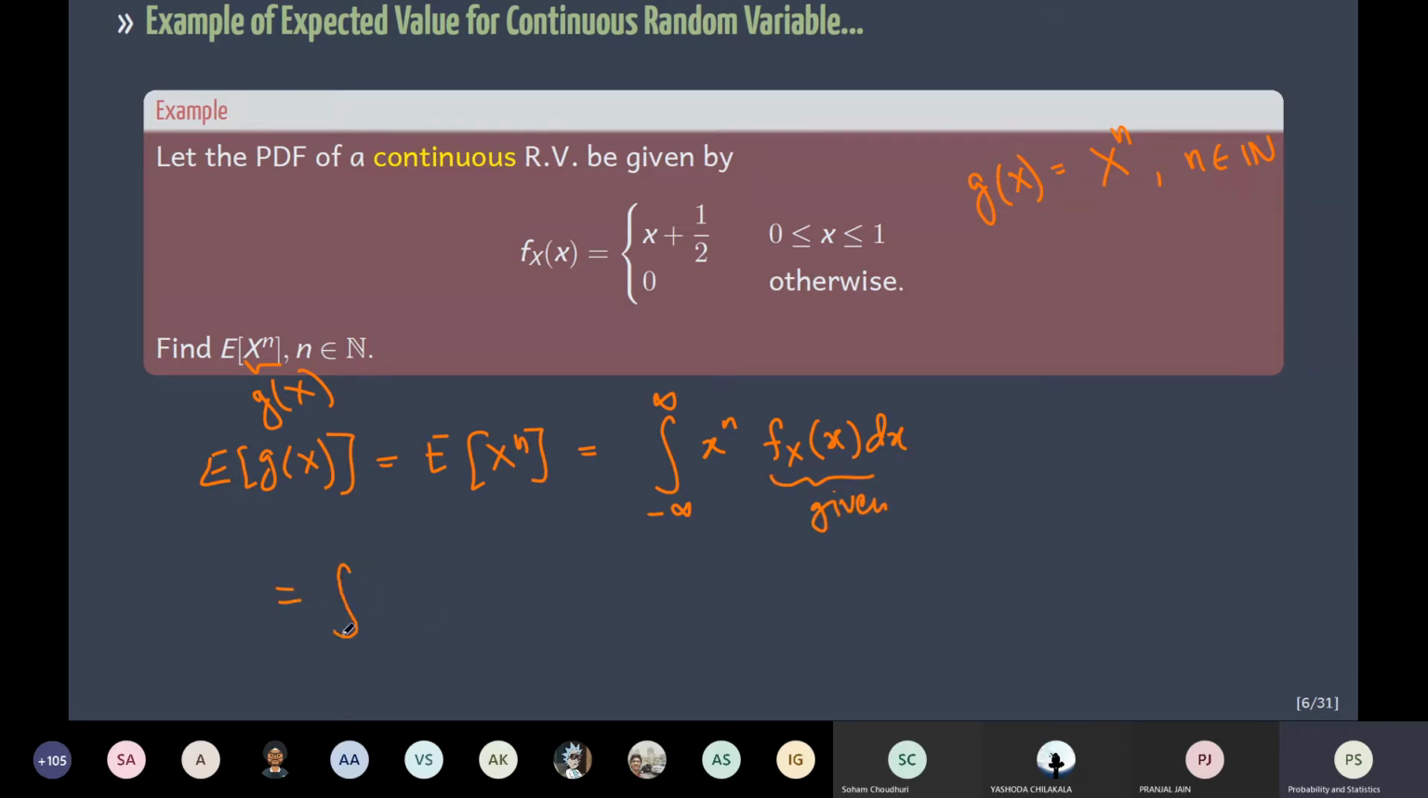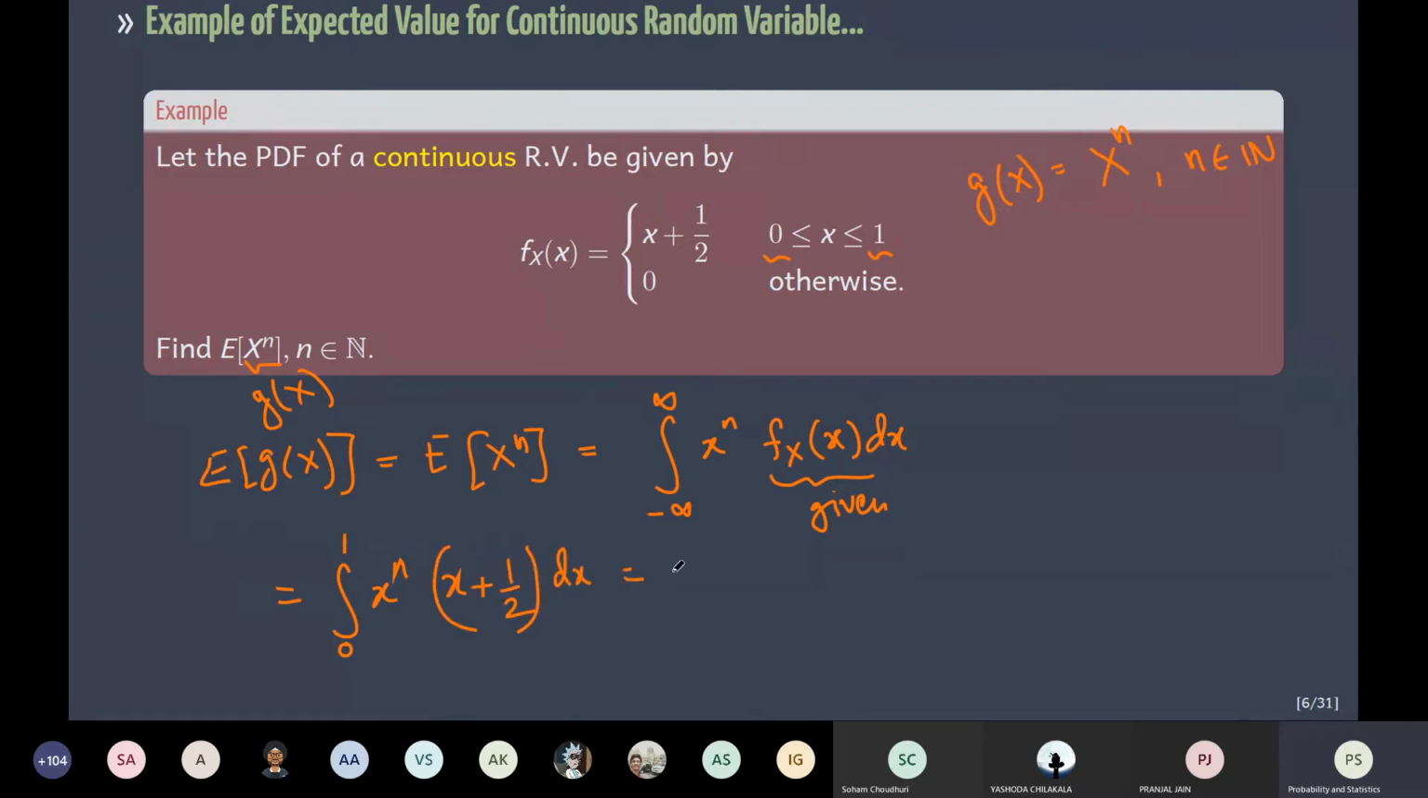So this will be the integral from minus infinity to infinity, and do we really need minus infinity to infinity? If you see the values for which the PDF takes positive values, it is only between 0 and 1. So it is enough to restrict our domain to 0 and 1, because the other integral will be 0 anyway. So I substitute minus infinity to infinity by just 0 to 1 by looking at the range of x. Other things remain the same: x to the n, and then the PDF we substitute here, which is x plus half, and then dx.